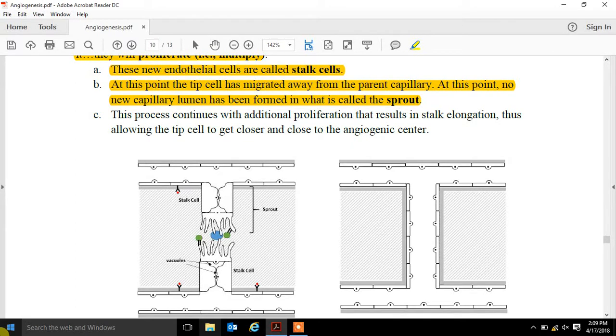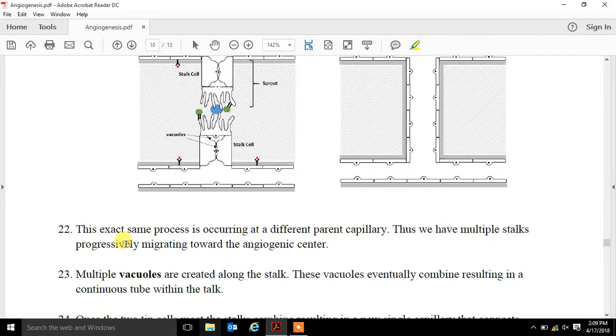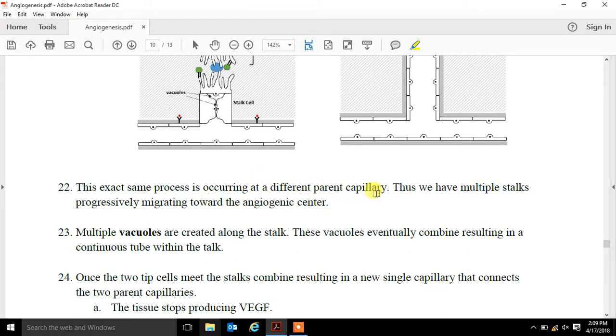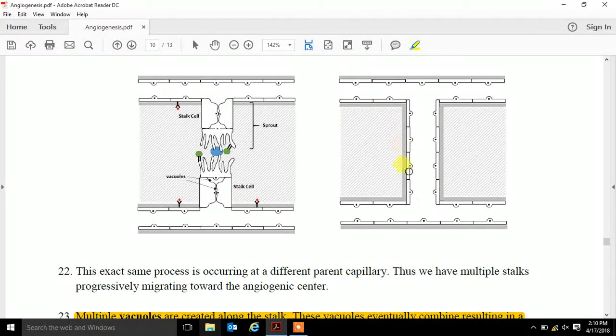And we just keep adding stalk cells and reaching out until the tip gets close enough to the angiogenic center to kind of stop the process. So it's happening on both sides. So that's point 22. Different parent capillary, so we have multiple stalks progressing and migrating towards this angiogenic center. We start to develop vacuoles, so that's going to be the open space along the stalk. These eventually combine and give us a continuous tube within that stalk, and then we end up with our continuous tube.